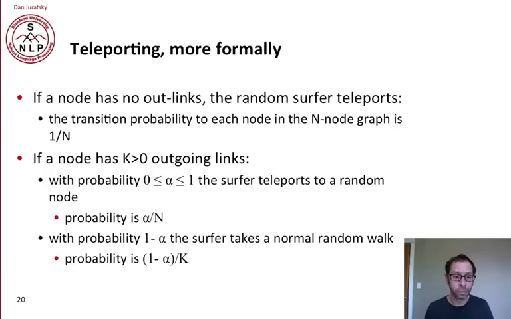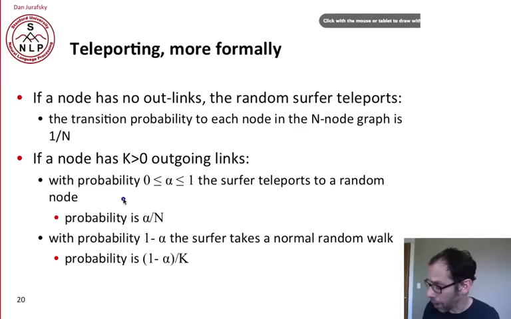So more formally, if we're at some node in the web and the node has no outlinks, the random surfer will teleport. And the transition probability to each node in the entire n node graph is 1 over n. So if there's n pages on the web, and we're at a dead end page, then with probability 1 over n, we'll go to any of the pages in the whole web.